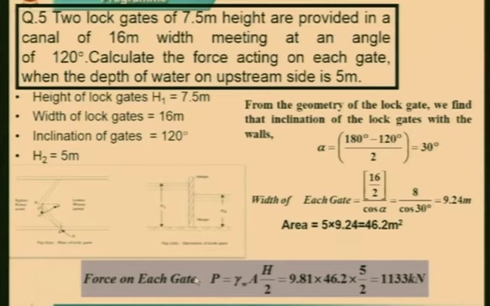The force P is calculated by the same formula, gamma W area, instead of HC it becomes H by 2. The value of H is 7.5 meter, which is given here. Okay, and canal width is 16 meter, which is given here. You can see we can calculate the width of each gate, and here we get the value of force.